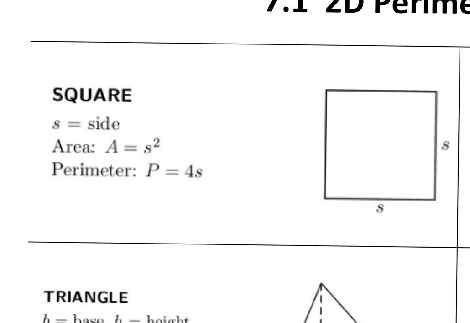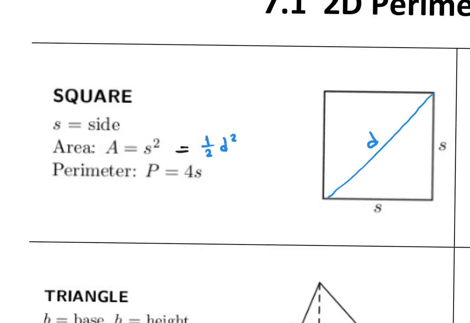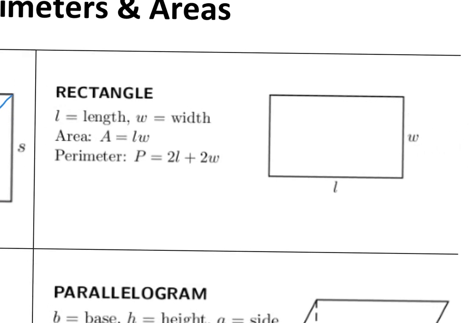And also for the area of the square, we have one more rule. If you have the diagonal, just the diagonal, you can find the area from the diagonal, which is half d squared. Half d squared. Okay? Now, moving on.